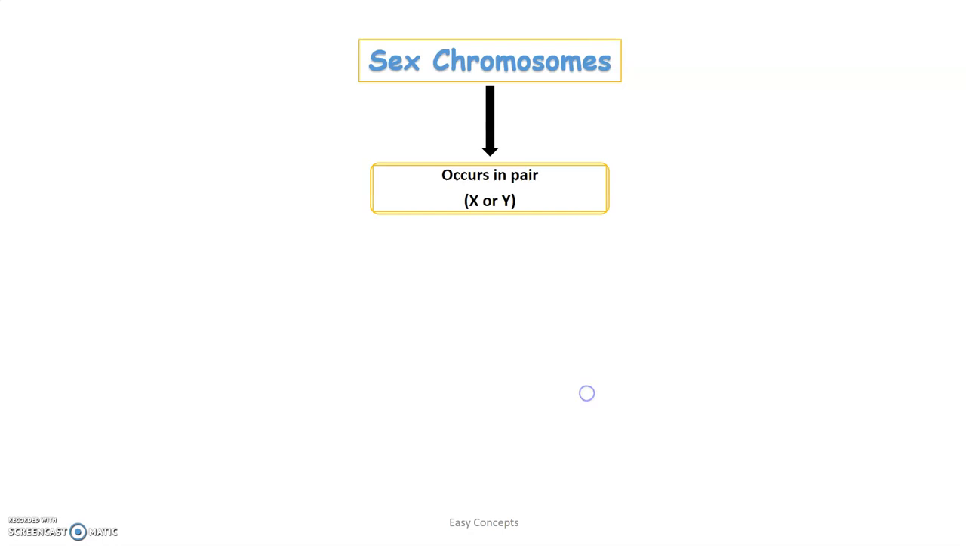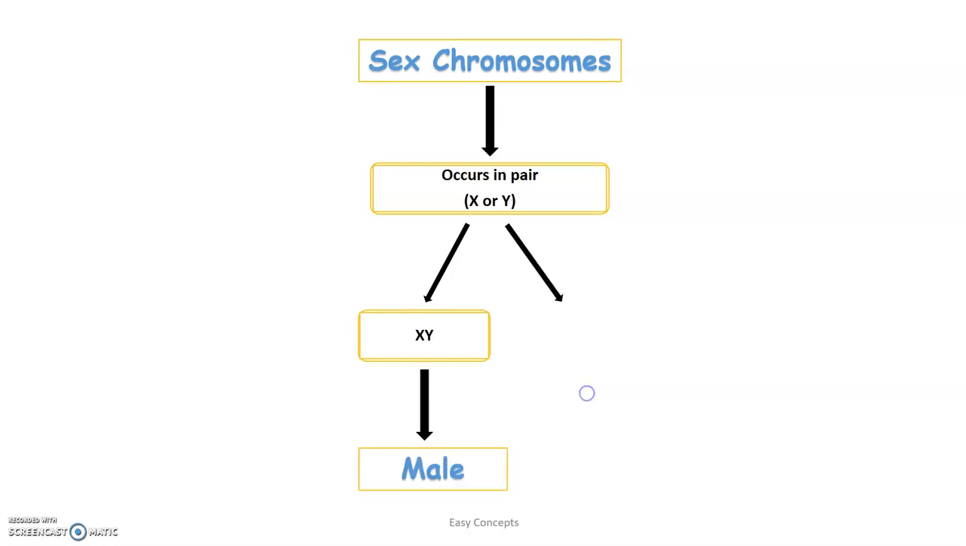They always occur in pairs. If the sex chromosomes occur as a pair of X and Y, the sex of the individual is identified as male. If they occur as a pair of XX, the sex of the individual will be identified as female. So we have to remember XY as male, and XX as female.